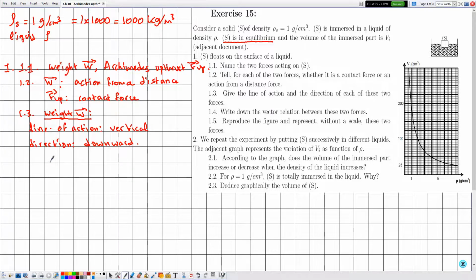And now as for the Archimedes upthrust, we know that the Archimedes upthrust always opposes the action of the weight, so the line of action is vertical and the direction is upward. Then the line of action is given by vertical, and the direction is upward.